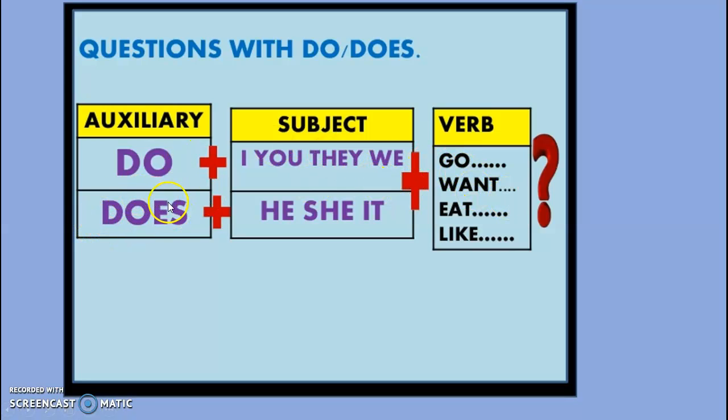Now let's see with does. Does, the first auxiliary, plus he, she, or it, plus the verb. Does she like soccer? Okay, that is the structure for interrogative sentences.